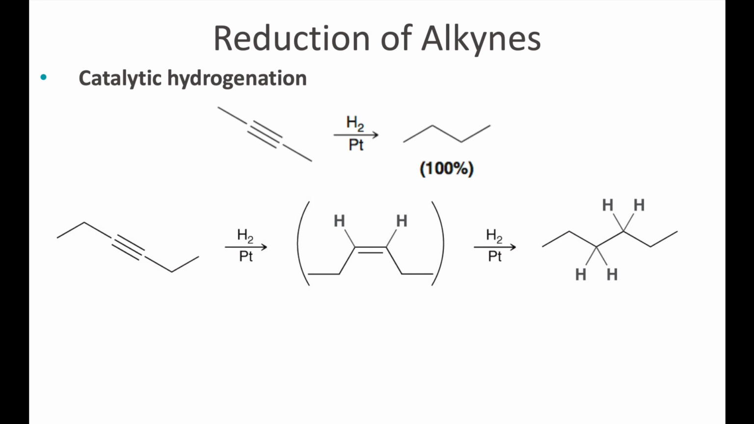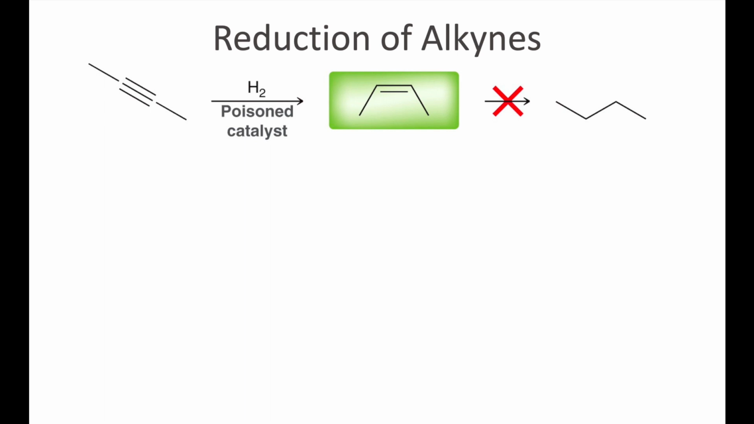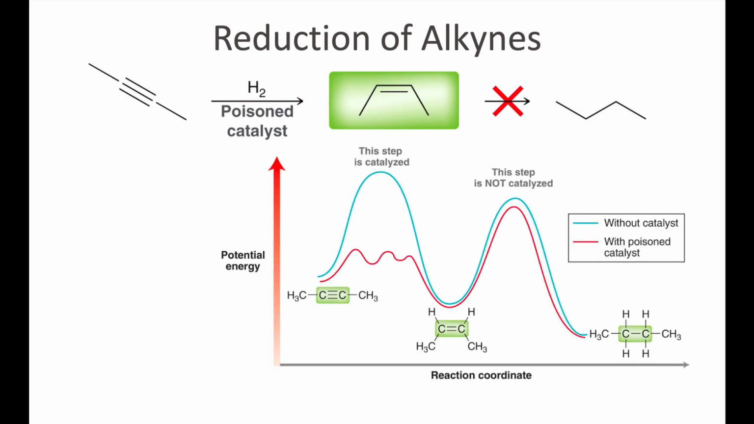Is that possible? And in fact, it is possible. In order to stop the reaction from proceeding further and stopping at the alkene, what you need is known as a poisoned catalyst, meaning that this catalyst will catalyze the first step of hydrogenation, lowering the activation barrier of only the first addition of hydrogens, but not lowering the second step, so basically stopping at the alkene.